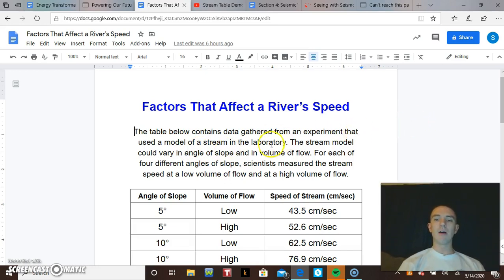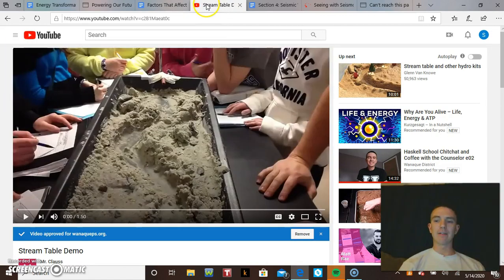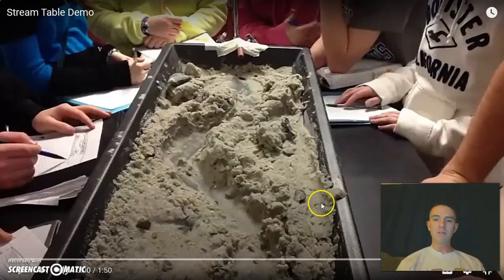So when I talk about data gathered from an experiment that used a model of a stream in the laboratory, if we were in school, what we would have done is something very, very similar. That's me right there, very similar to this video. This is mimicking what the laboratory would have looked like.